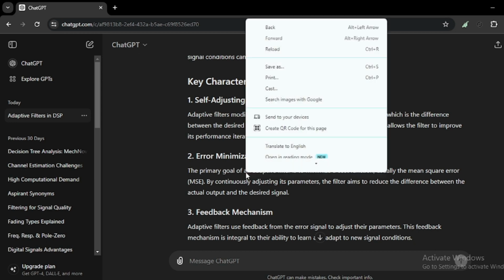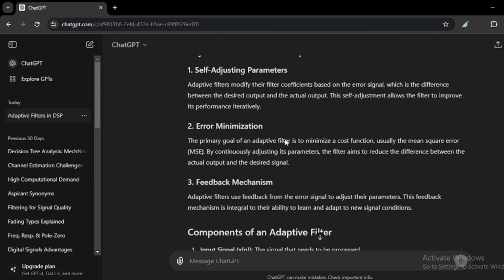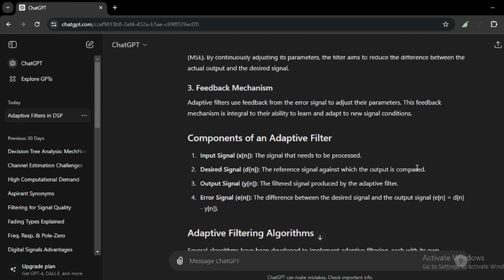Number two, error minimization. The primary goal of an adaptive filter is to minimize a cost function, usually the mean square error (MSE), by continuously adjusting its parameters. The filter aims to reduce the difference between the actual output and the desired signal. Number three, feedback mechanism. Adaptive filters use feedback from the error signal to adjust their parameters. This feedback mechanism is integral to their ability to learn and adapt to new conditions.